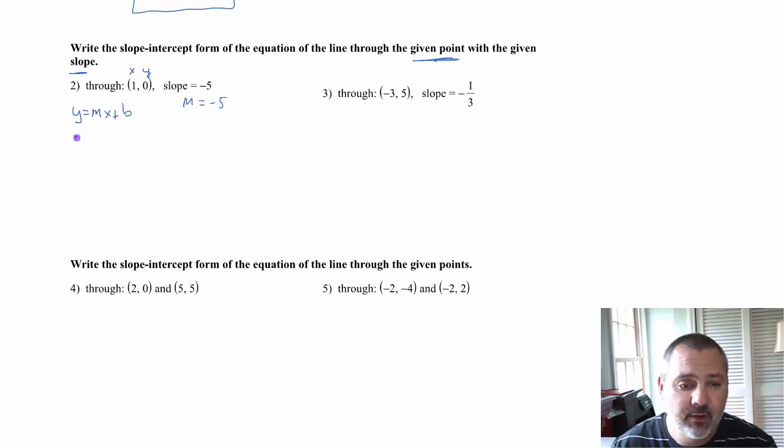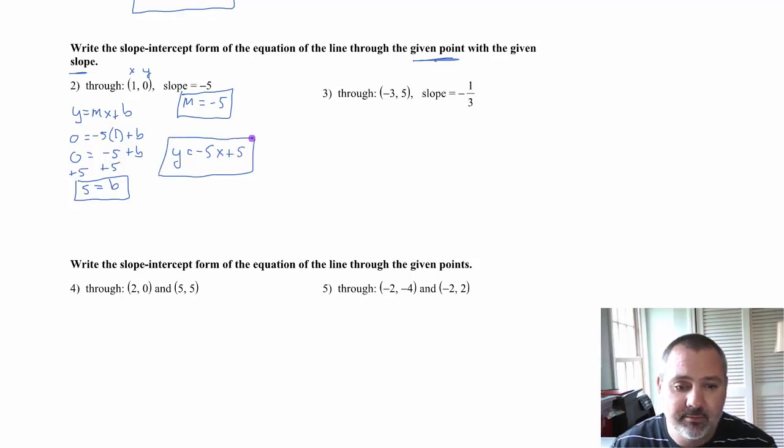So let's do that. Y is 0 equals m is -5 times 1 plus b. 0 equals -5 plus b. And if we add 5 to both sides, we get b equals 5. Now, that's not our answer, but that's the other piece we needed. So we have our y-intercept now and our slope. So we can go ahead and write our equation. Y equals -5x plus 5. And that's our answer.